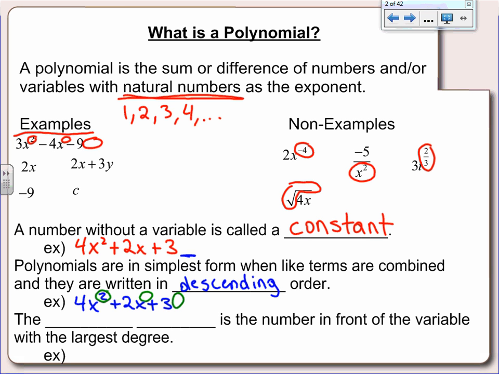Okay, last one: the leading coefficient. The leading coefficient is the number in front of the variable with the largest degree. Largest degree means highest exponent. So for instance, if we looked at 4x squared plus 2x plus 3, the number 4 would be the leading coefficient, because it's next to the letter with the highest exponent. We call that the largest degree. So largest degree and highest exponent mean the same thing.